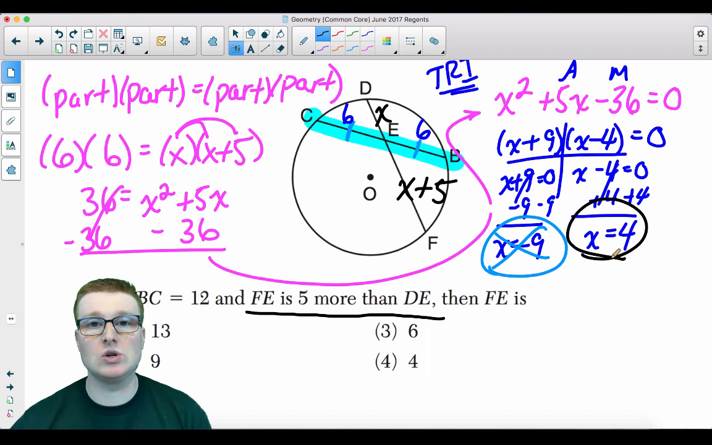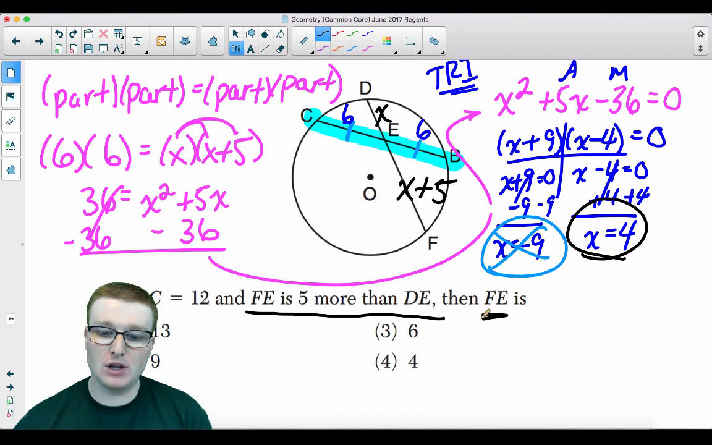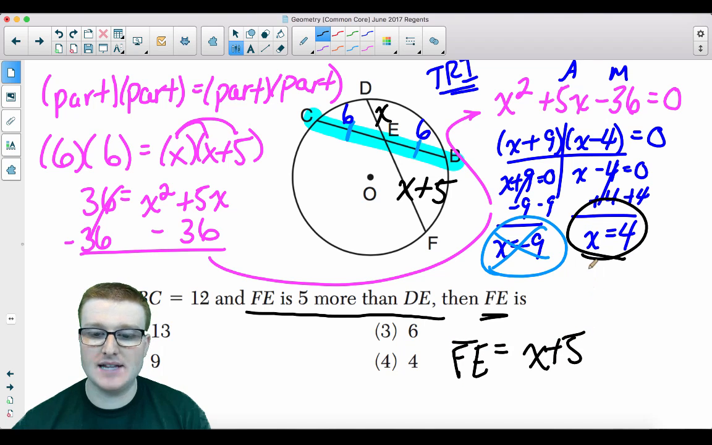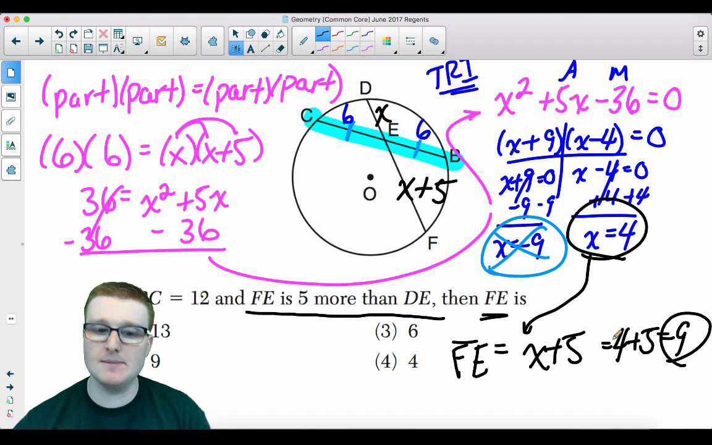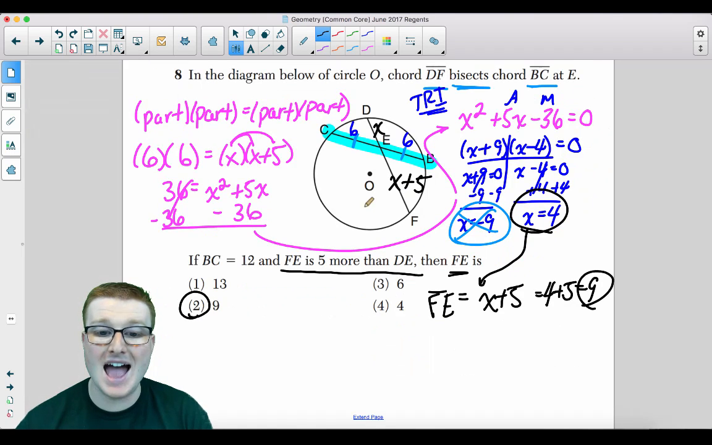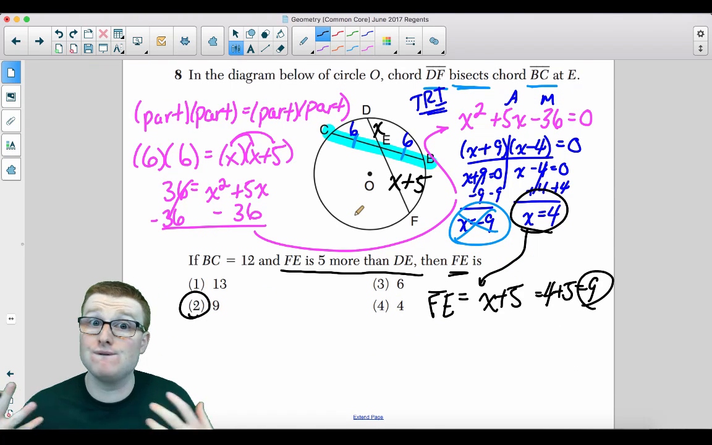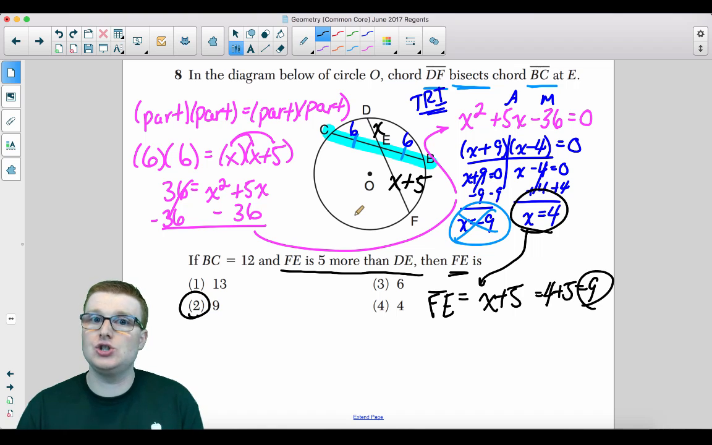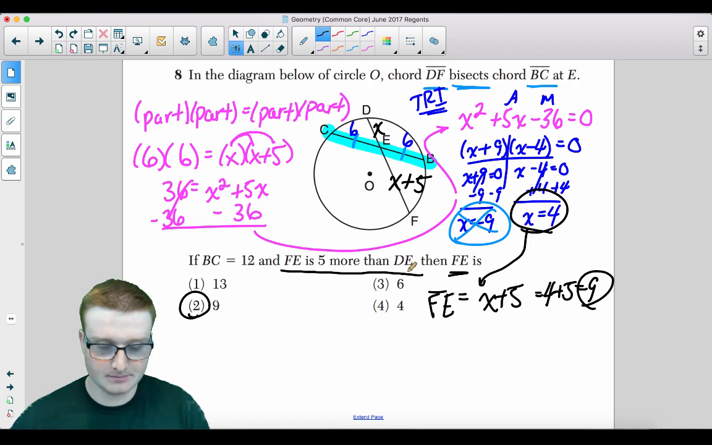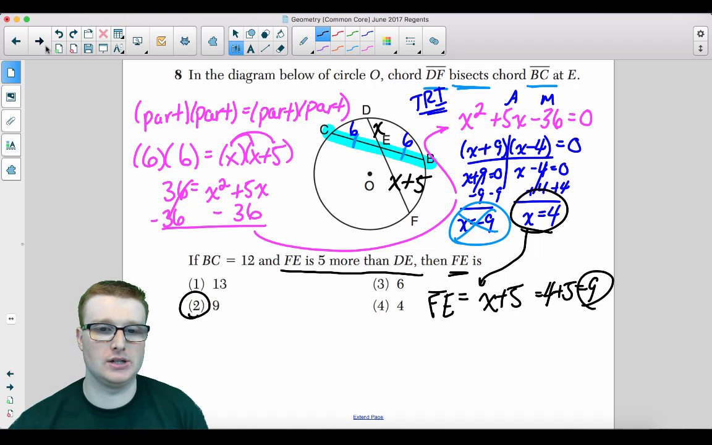Okay. So now what happens here is DE is X, which is 4. That means the length of FE is equal to X plus 5. Take that X value, which is 4, plug it in. You get 4 plus 5, which is 9. That was the tricky part of that question. You had to realize that you were not solving for X and then getting the answer of 4. You have to plug it into the formula that you got, and you get choice 2, which is 9. All right, moving on to the next question.